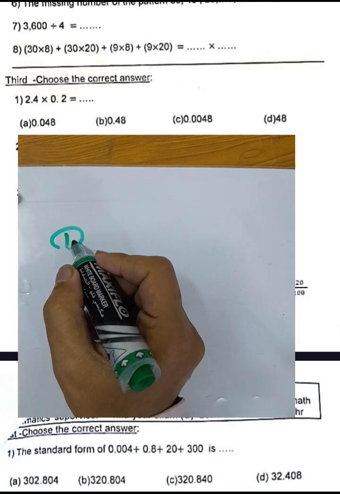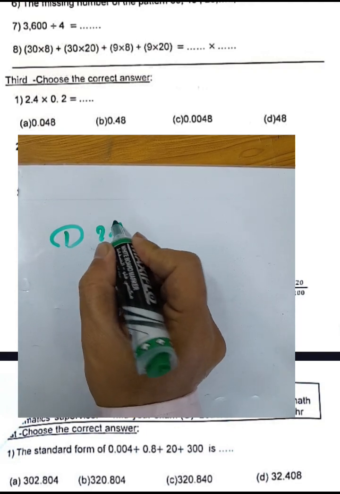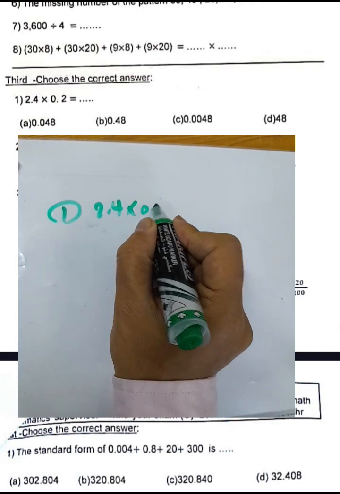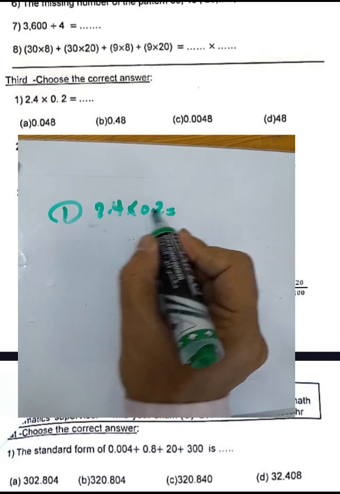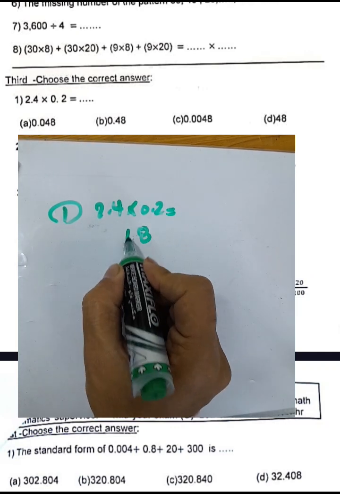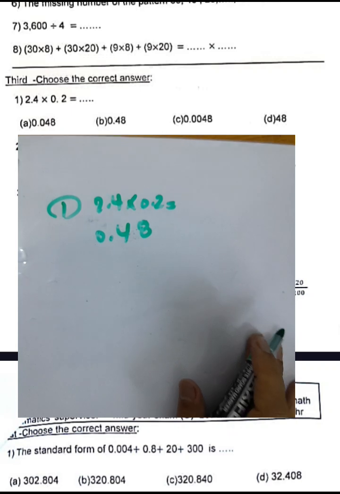Question number 1 shows the correct answer. We have 2.4 product by 0.2. 2 times 4 equals 8, and 2 times 2 is 4, and the point after 2 places. The result will be 4,800.